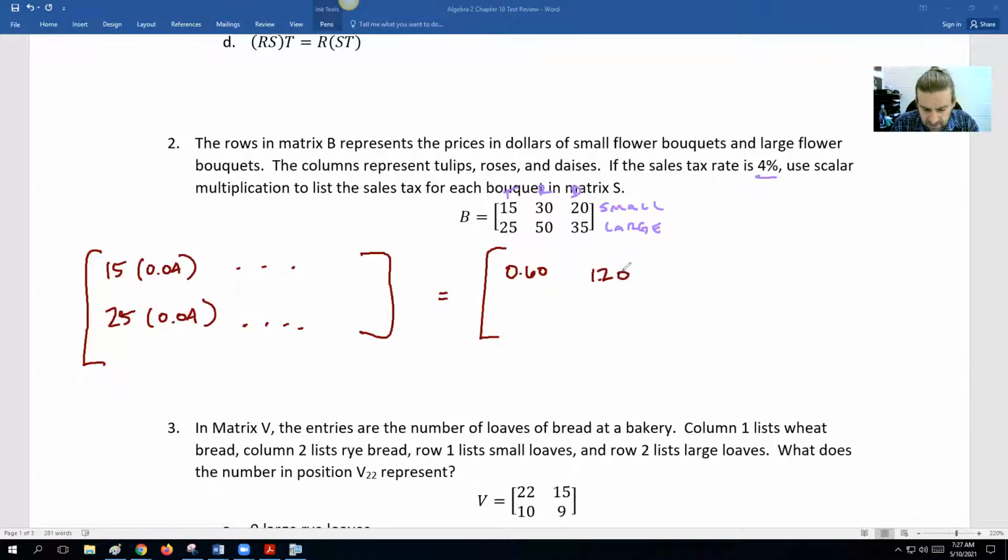All right, what's 20 times 0.04? That would be 80 cents. All right, what's 25 times 0.04? That'd be $1. All right, 50 would be $2, just twice as much as that. What's 35 times 0.04? That'd be $1.40. There we go. So there's answer 2. Pretty easy.